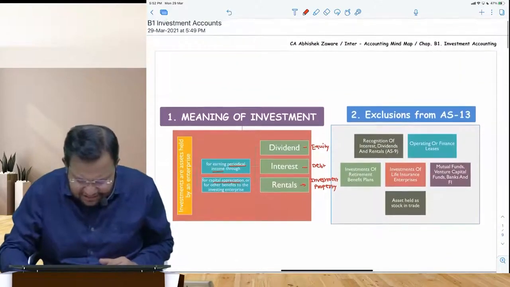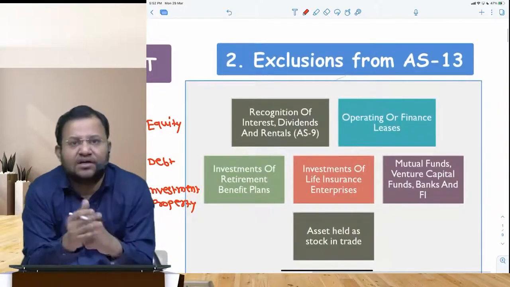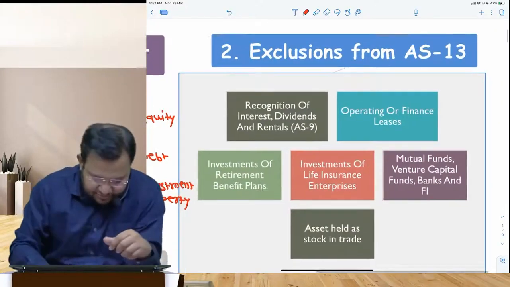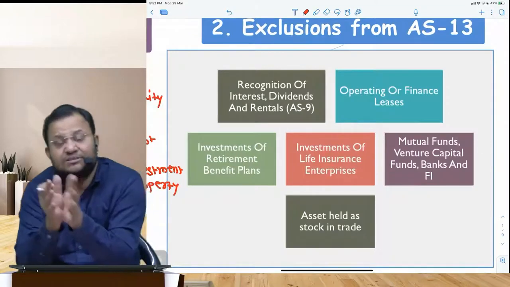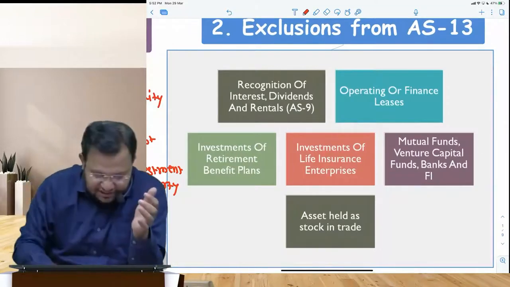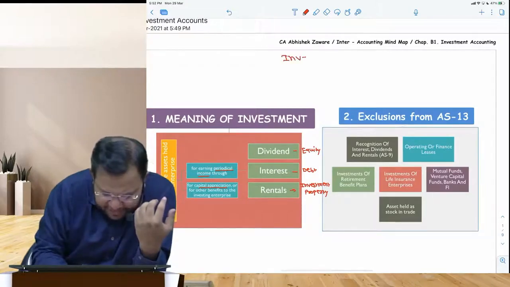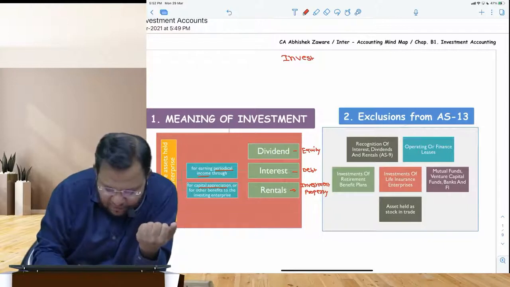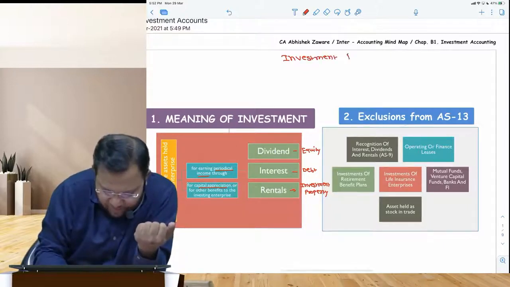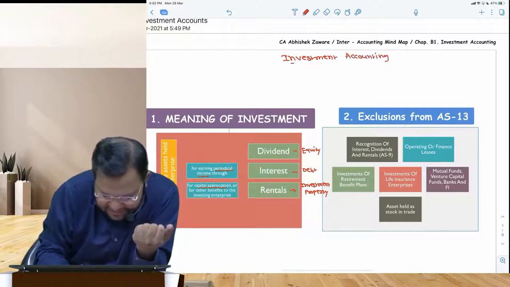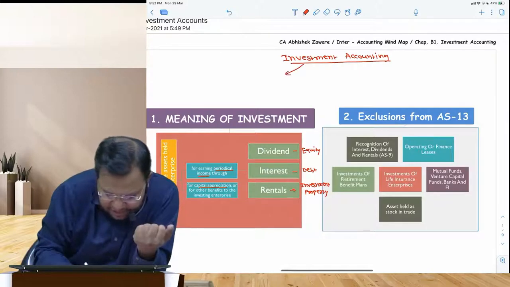So there are certain investments which are not covered within AS 13, or there are certain aspects of investment accounting which are not covered. So when I talk about investment accounting, what do I really mean? Investment accounting basically involves various phases. What are the various phases? Let me explain here. So when I say investment accounting, I mean to account for acquisition of investment.